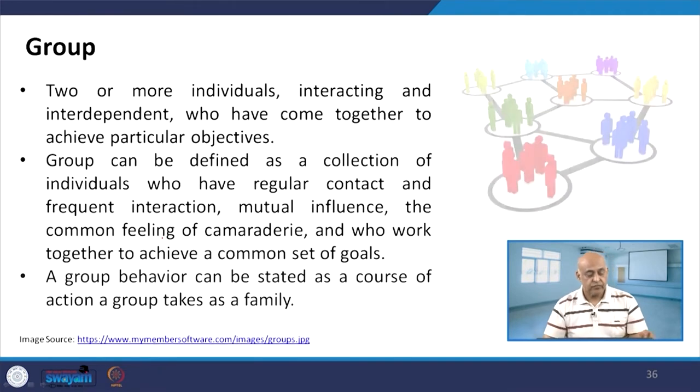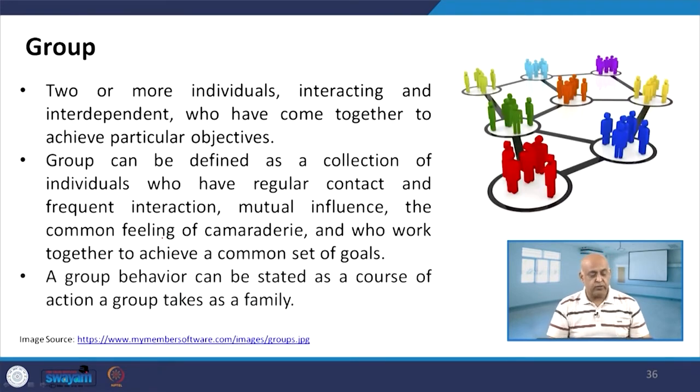Whenever we are talking about the group, there are two or more individuals interacting and interdependent, right? So that is the requirement, that there are two or more individuals. At least for a group, two persons are required, and they are interacting with each other, right? And interdependent, they are dependent on each other, right? And for what? To achieve a particular objective or goal, a particular common goal. Both are having a common goal.